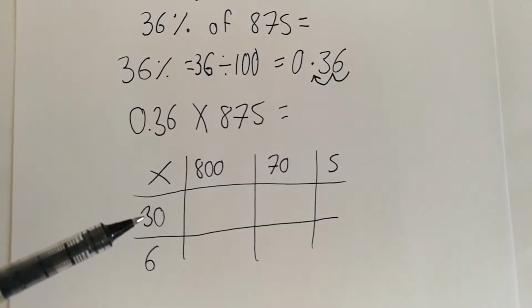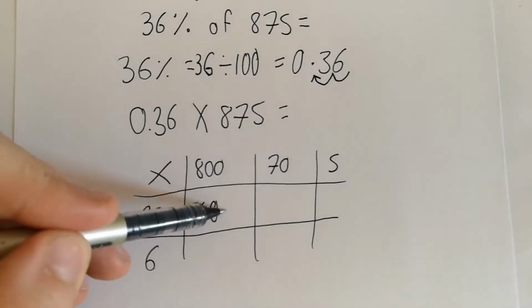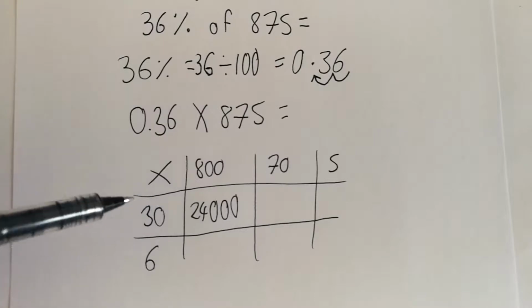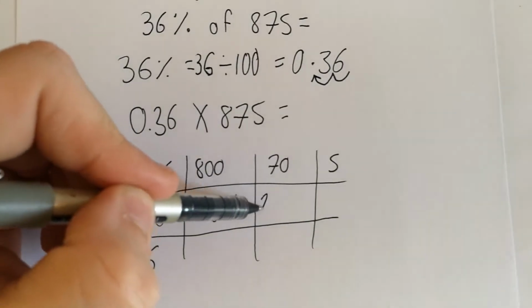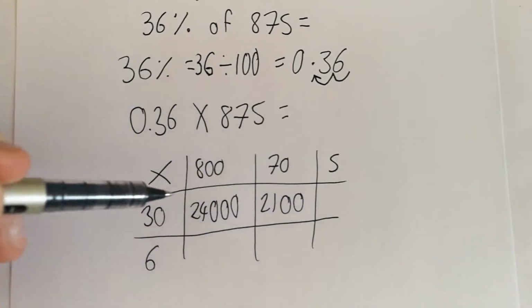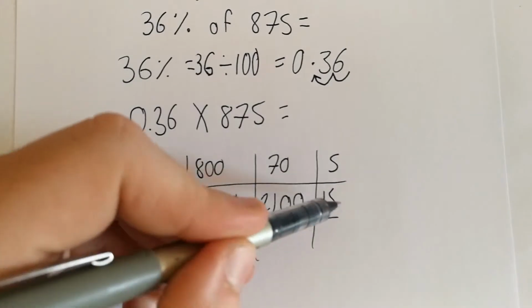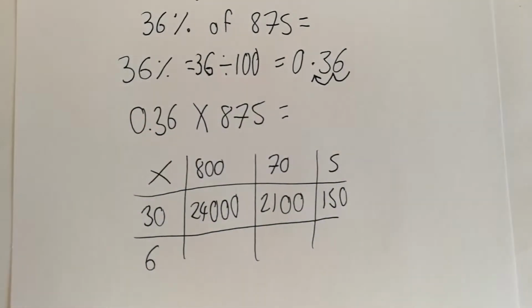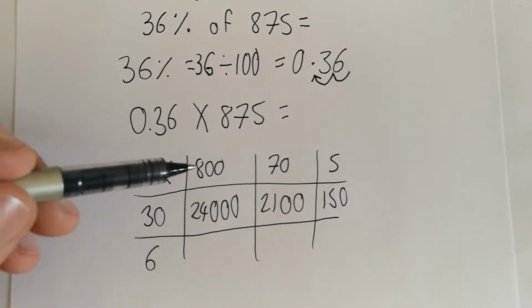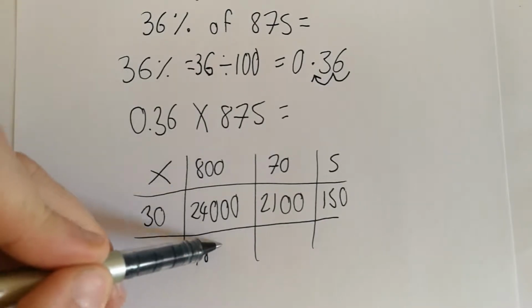Then we've got 3 times 8, and 3 times 8 is 24, with 1, 2, 3 zeros. We have 3 times 7 is 21, with 2 zeros added. And then 3 times 5 is 15, with an extra 0. And then we've got 8 times 6 is 48, with 2 extra zeros.